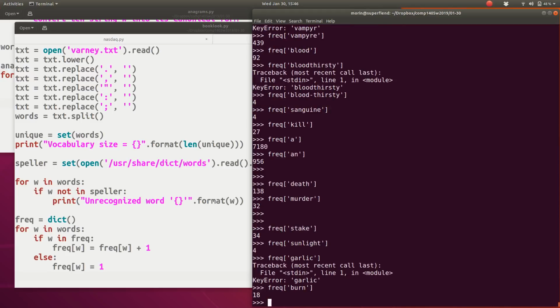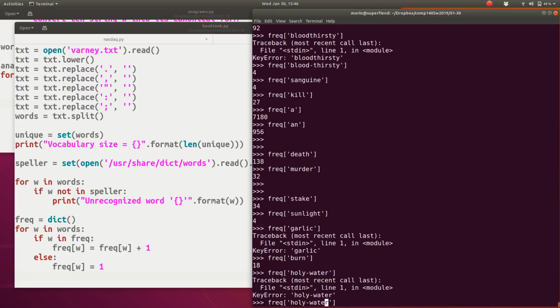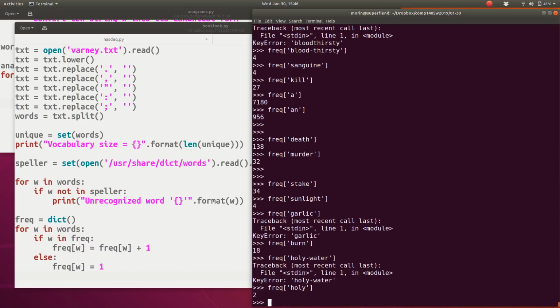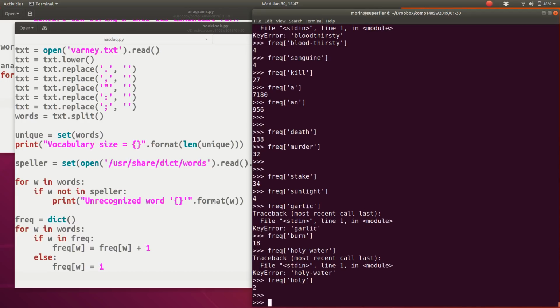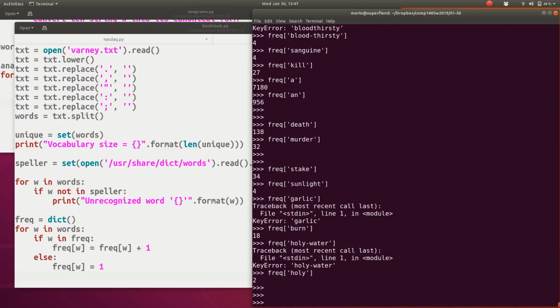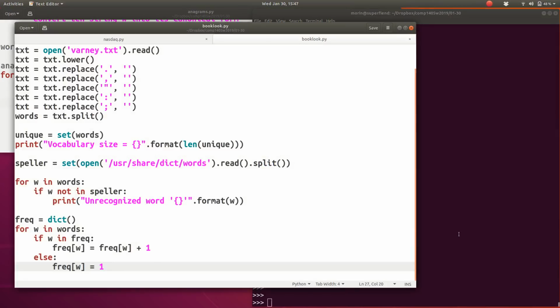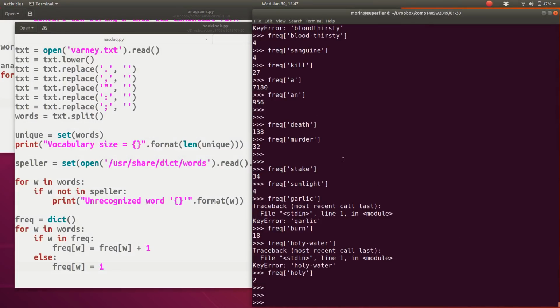Burn. Holy water might be, no, maybe just "holy": twice. It's not a very holy book. Okay, so we now have access to, for any word that we're interested in, we can see how often it occurs.